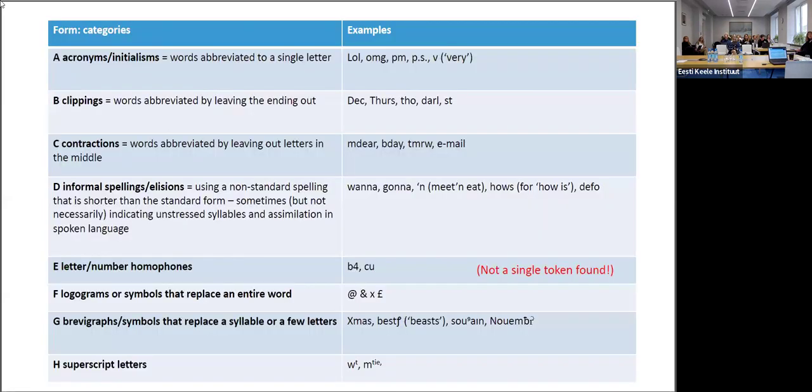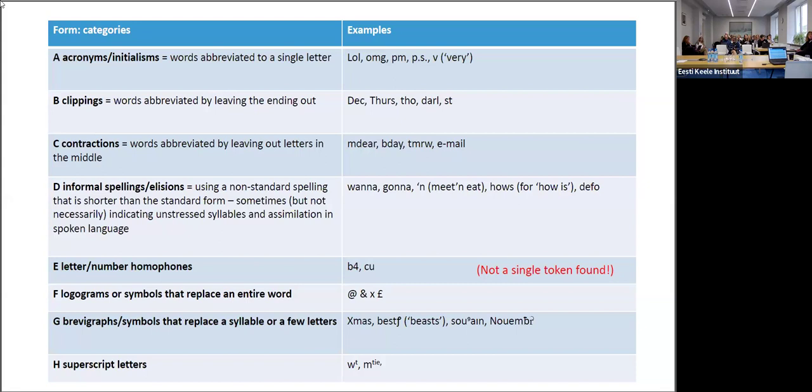And the categories we came up with are the following. They're kind of a mesh from medieval studies and lexicology, so I used both. We had acronyms and initialisms grouped together because for the earlier periods, it's difficult to be certain how it was actually pronounced, how it was read out aloud. Clippings, when something is clipped from the end. Contractions is what they have in medieval studies and classical studies, where something is abbreviated by leaving things out in the middle. Then we grouped informal spellings and elisions together, so wanna, gonna, and so on.